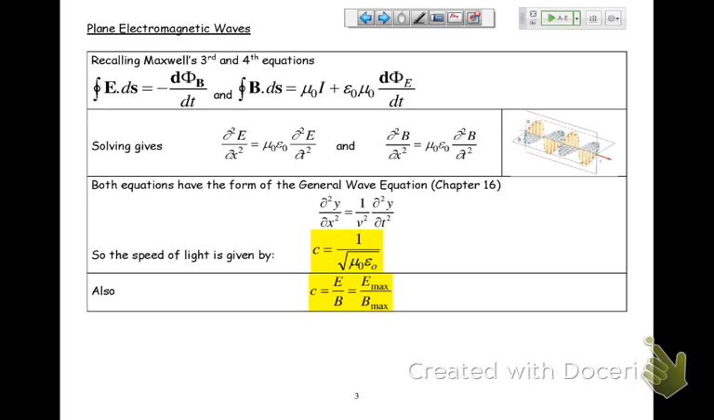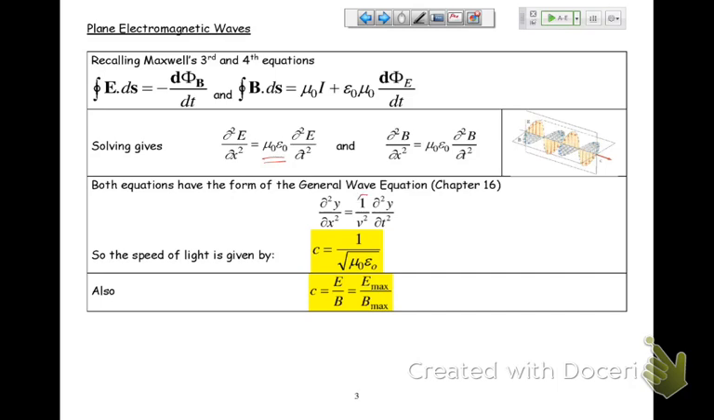If we look at the third and fourth of Maxwell's equations, we see that we can solve them. This is way beyond what we do, but basically we have two partial differential equations: d²E by dx² is equal to mu naught epsilon naught d²E by dt², with this constant in between. We can also get d²B by dx² is equal to mu naught epsilon naught d²B by dt². We solve these and we get a general wave equation, which is d²y by dx² equals 1 over v² d²y by dt².